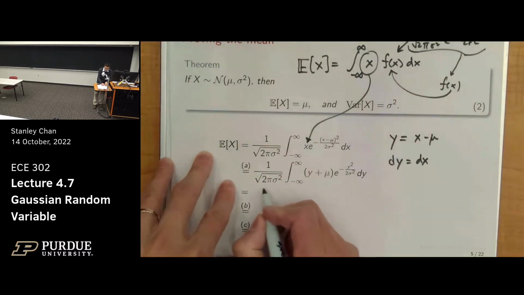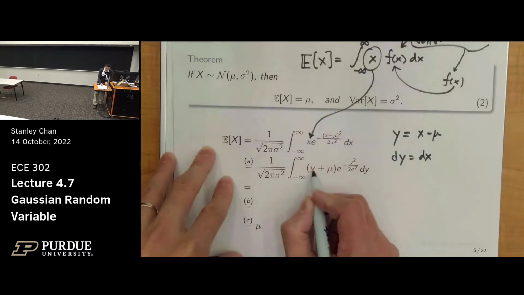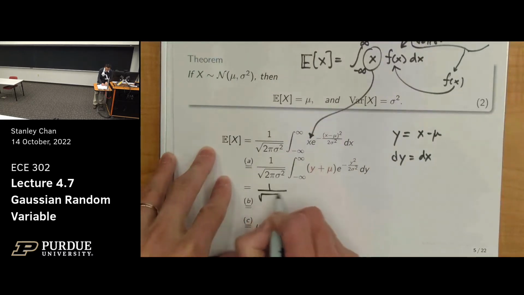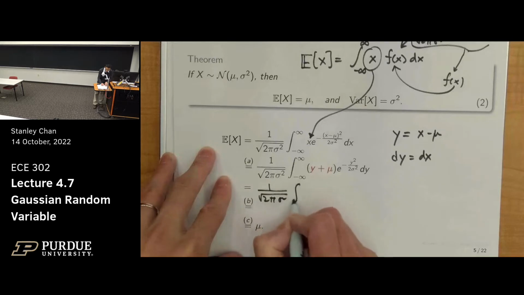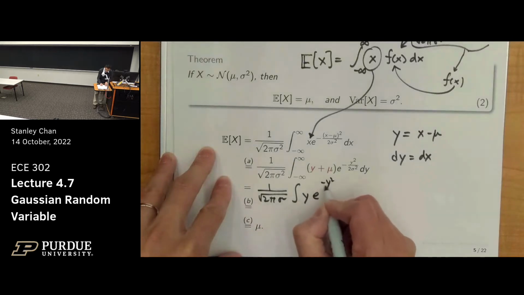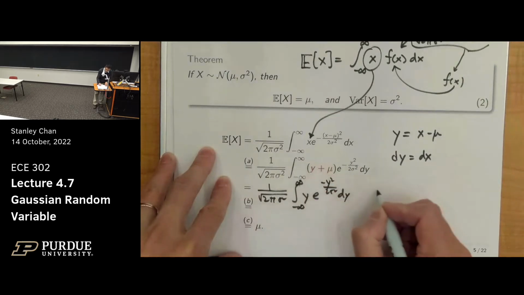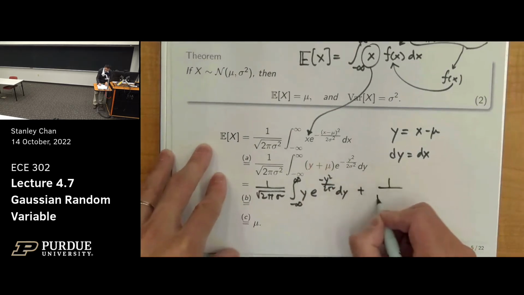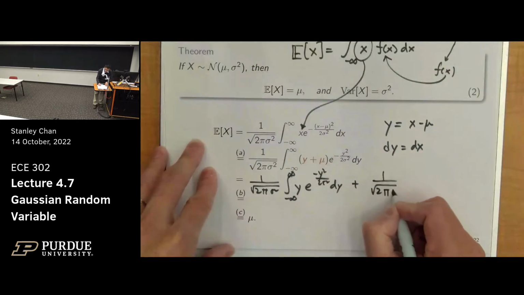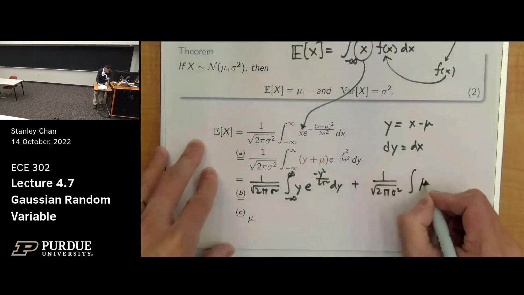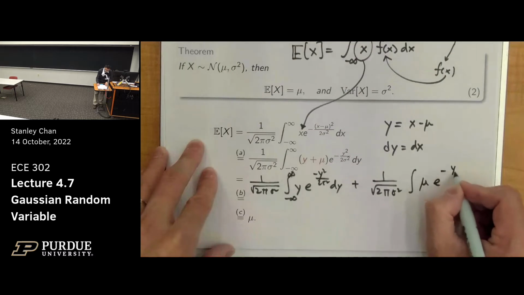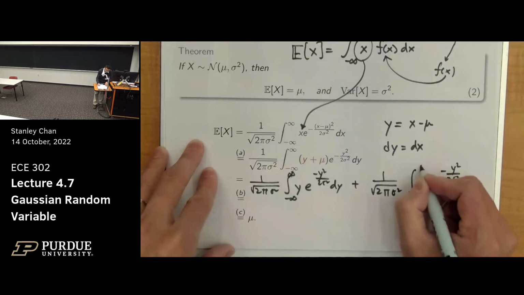So what will happen to here? Well, I have this summation of y and mu, so I can write it as 1 over root 2 pi sigma squared times the integration of y times e to the minus y squared divided by 2 sigma squared dy from minus infinity to plus infinity, plus 1 over root 2 pi sigma squared times the integration of mu times e to the minus y squared divided by 2 sigma squared dy, again from minus infinity to infinity.